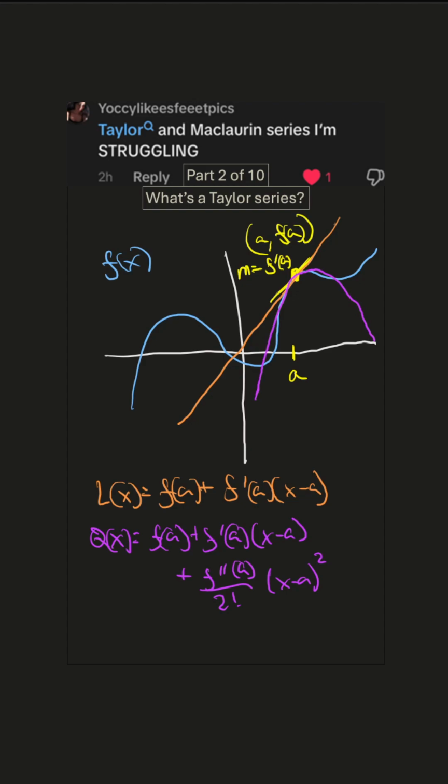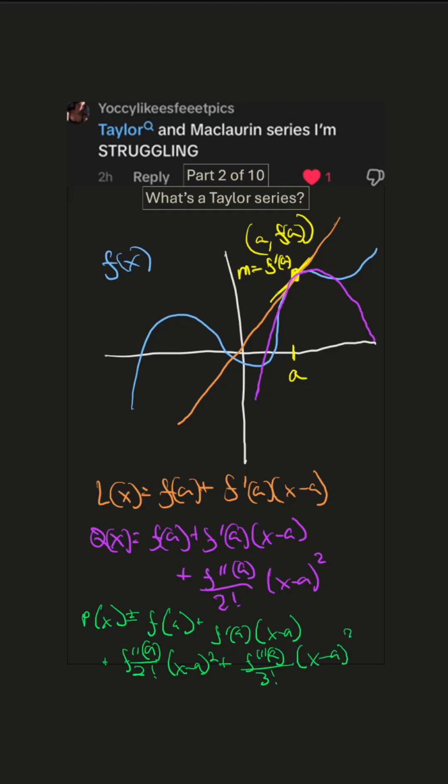But what if we do p of x equals all this stuff that we wrote already, f of a plus f prime of a times x minus a plus f double prime of a over 2 factorial times x minus a squared, and then we do another term, so f triple prime of a over 3 factorial times x minus a cubed. Well, this one might look something like this. You know, it's getting better. So the more terms we add, the closer we get to the function that we're trying to approximate.